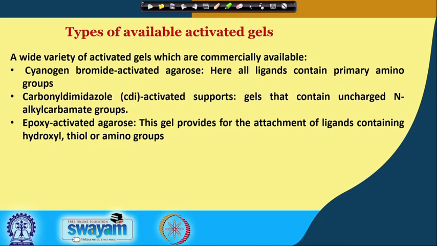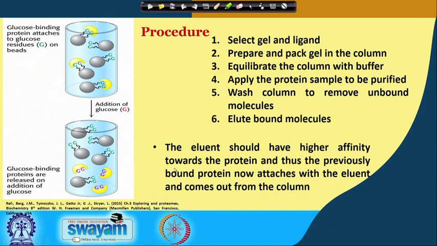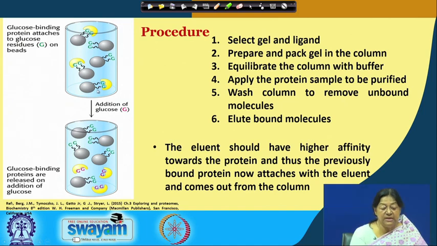There are different types of activated ligands that we can use. For example, if we have a specific linker here, we can see there is a glucose binding protein. So, we select a specific gel and a specific ligand. The beads in this case have glucose attached to them, and the protein of interest has an affinity for glucose. So, the glucose binding protein binds to the glucose present on the beads. Now, the next question is, how are we going to separate the protein out?